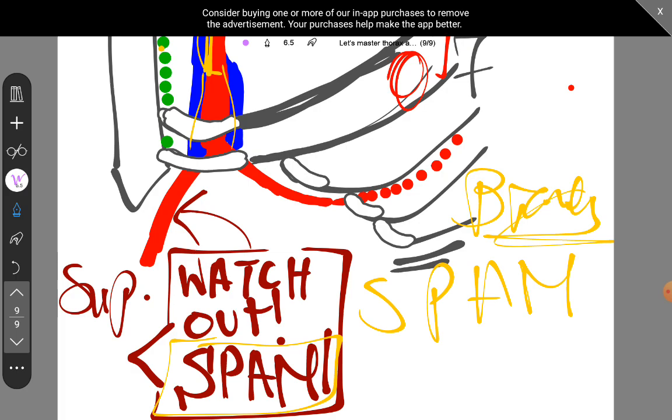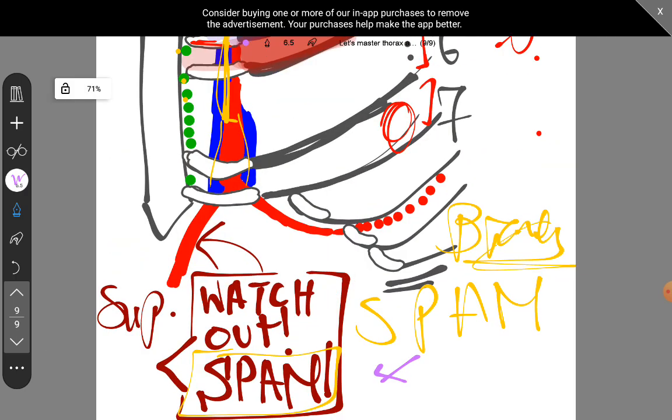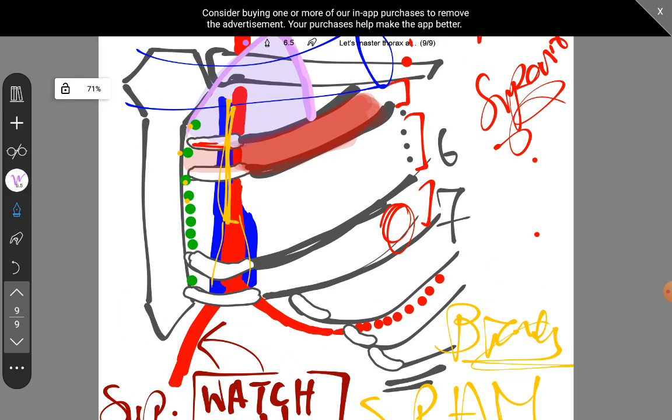And P is actually for 3 branches. First thing are the perforating branches, for the intercostal spaces number 2, 3, and 4. For the 2nd, 3rd, and 4th intercostal spaces, it gives me some perforating branches to pierce those. Watch. This is the internal intercostal and the anterior intercostal membrane.